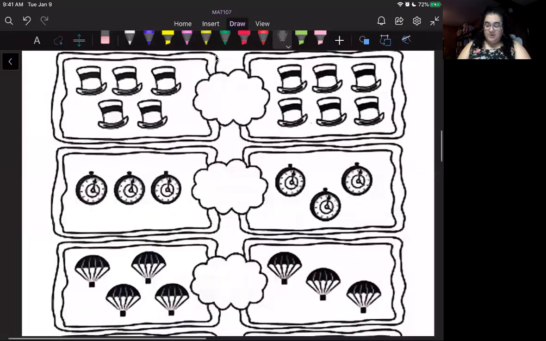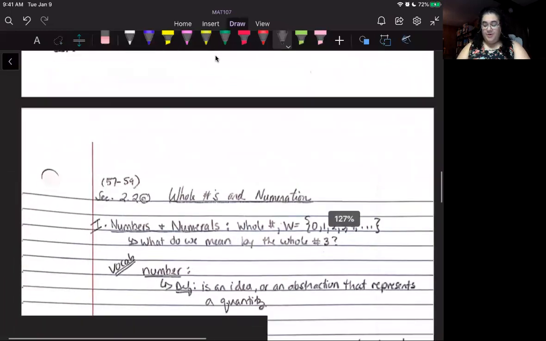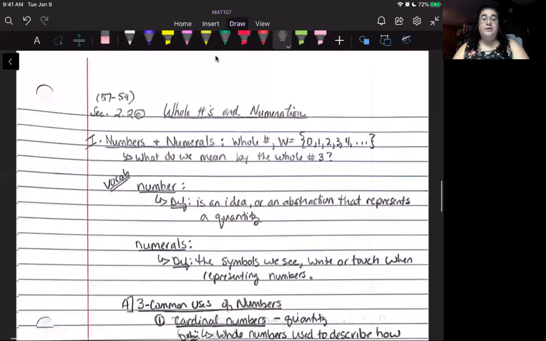Okay, so let's go ahead and get into our notes. So these are the notes for section 2.2, part A, whole numbers and numeration. Now, excuse me.